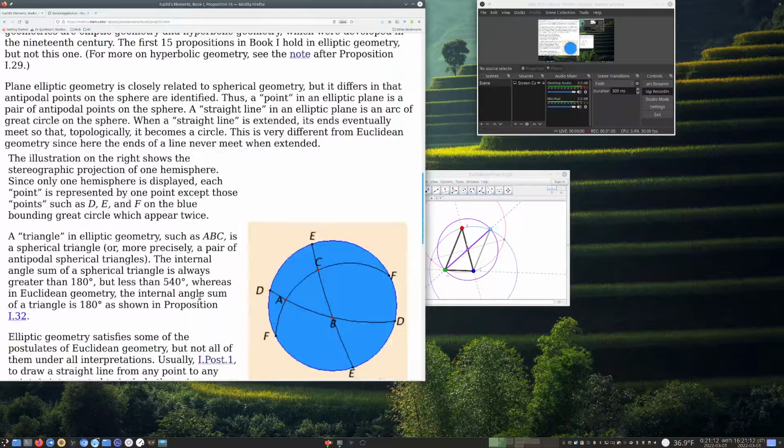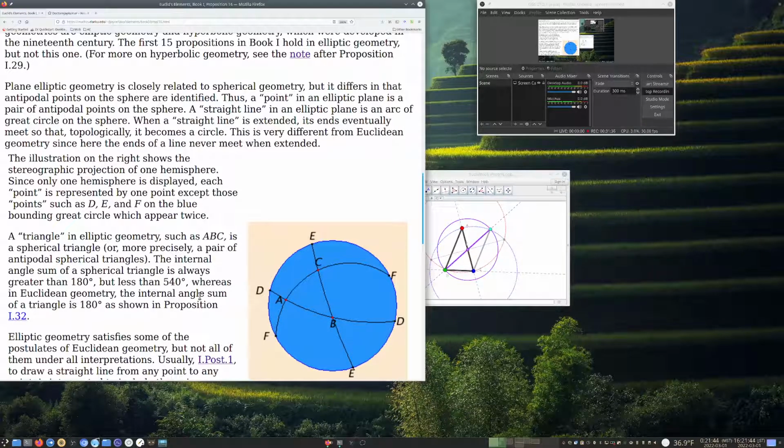Since only one hemisphere is displayed, each point is represented by one point, except those points, right? It's like a non-orientable surface, like a Mobius band or something like that. Except those points such as D, E, and F, which are sort of on the equator in this picture, but are identified with the opposite. It's projective geometry. Bounding great circle, which appear once.